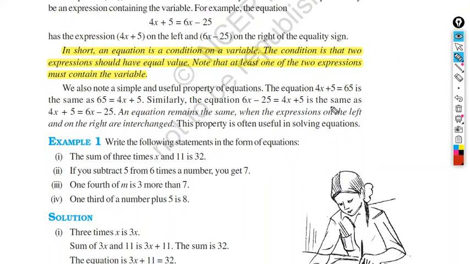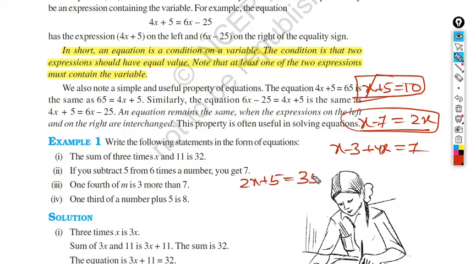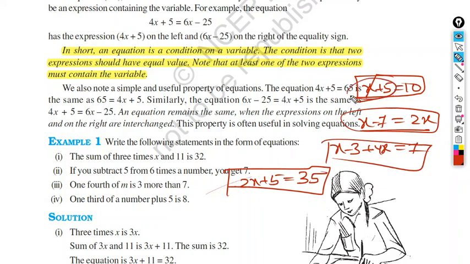Let's write some examples. x plus 5 equal to, suppose, 10. We can call it an equation. x minus 7 equal to 2x. We can call it an equation. x minus 3 plus 4x equal to 7, or 2x plus 5 equal to 35, like this. These are equations. Why? Because in all the cases there is an LHS and RHS.